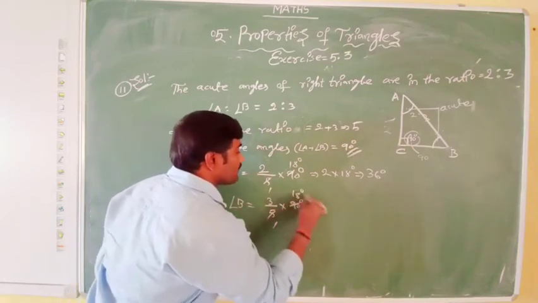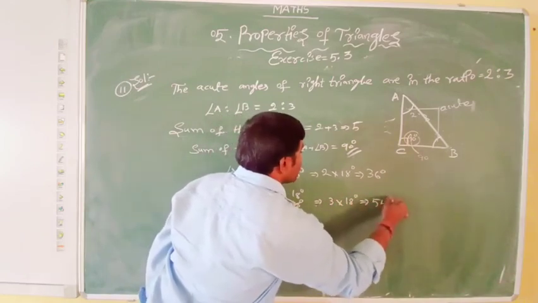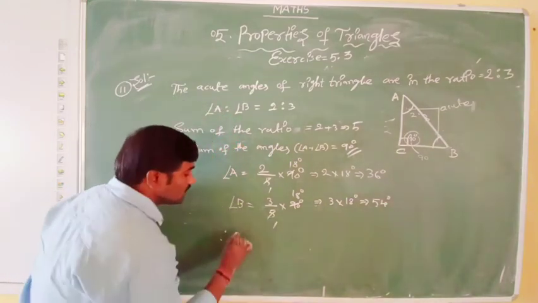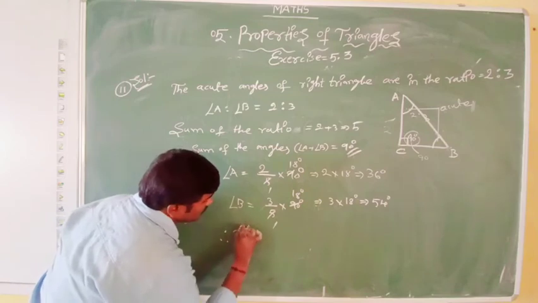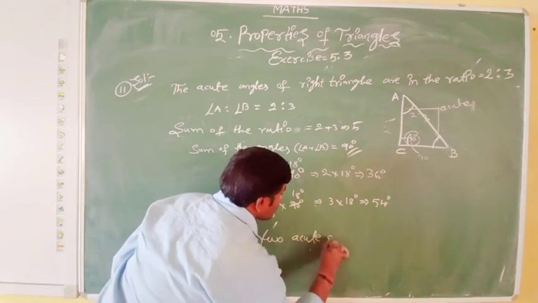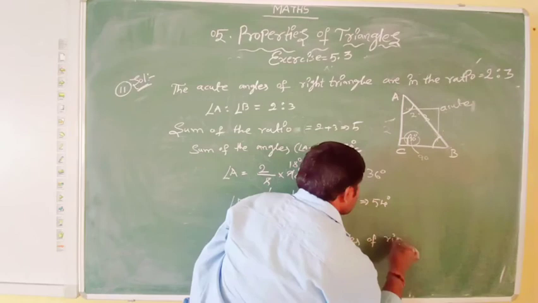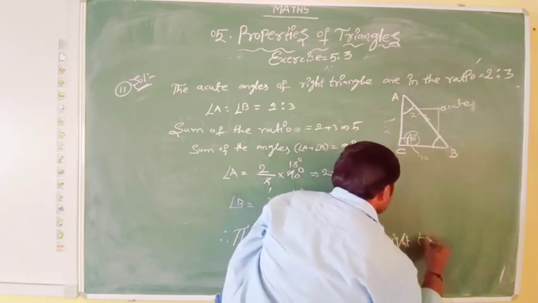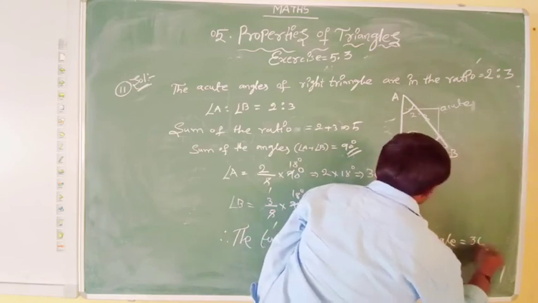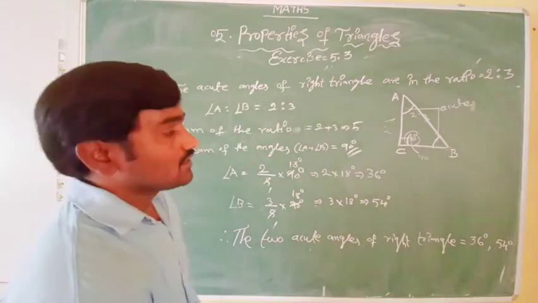18 times 3, that equals 3 into 18 degrees, that equals 54 degrees. Therefore, add both and you will get 90 degrees. Therefore, the two acute angles of the right triangle are 36 degrees and 54 degrees. Okay, this is the answer.